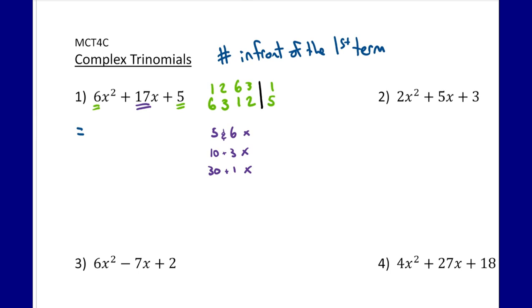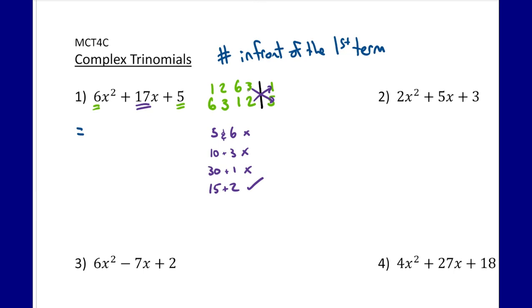So then we move over again. 3 times 5, 2 times 1. We have 15 plus 2. Okay, that works, because that gives us 17. So now we found our pair of numbers.